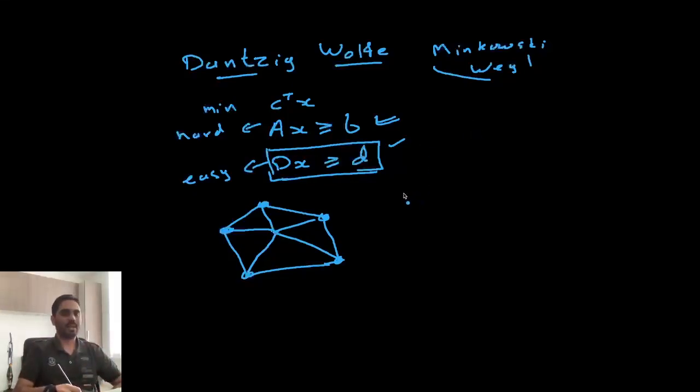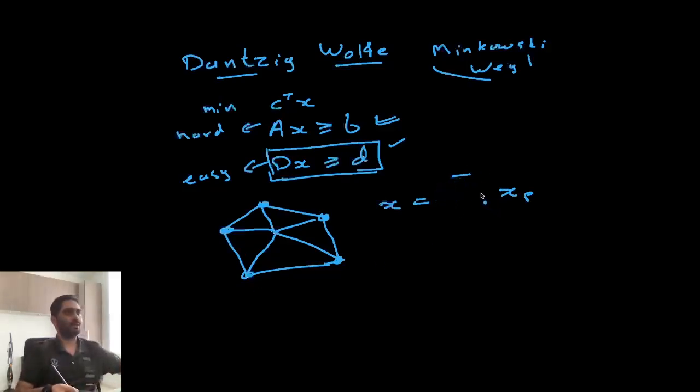So I can say that these are my extreme points. So I can say that any point inside this polyhedron X can be represented using my extreme points, which are fixed. So these are my 5 extreme points. It's some combination of that.